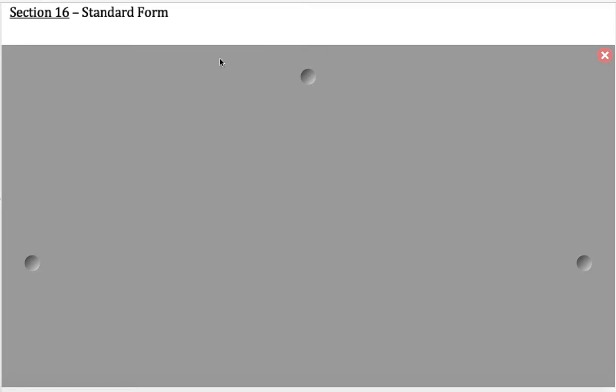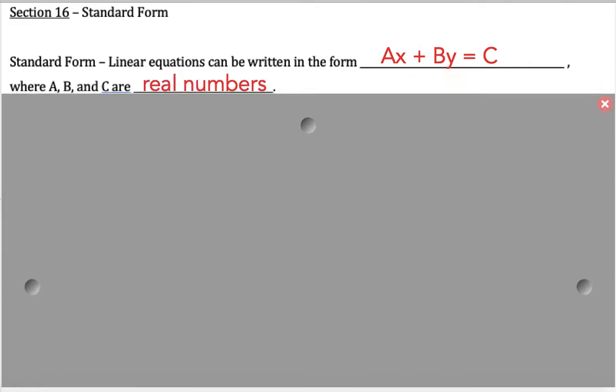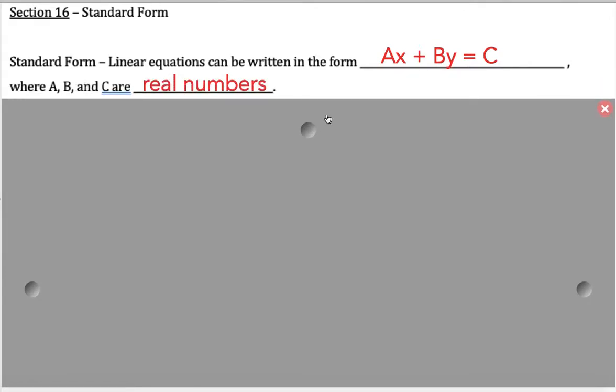In this lesson, we're going to discover and talk about standard form. The definition of standard form: linear equations can be written in the form ax plus by equals c, where a, b, and c are real numbers.